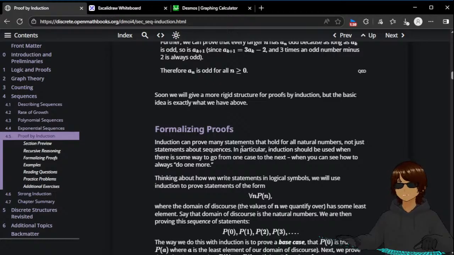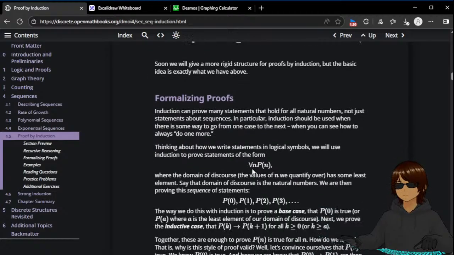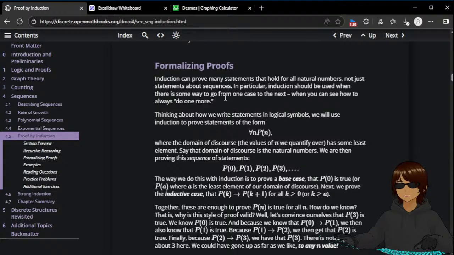Induction can prove many statements that hold for all natural numbers, not just statements about sequences. In particular, induction should be used when there is some way to go from one case to the next, and you can see how to always do one more.